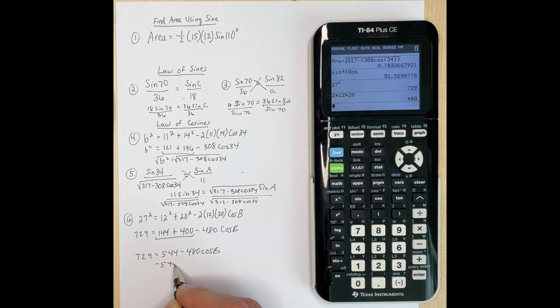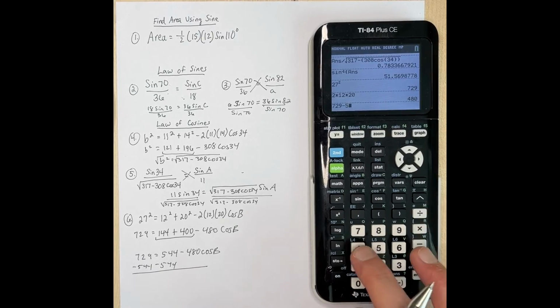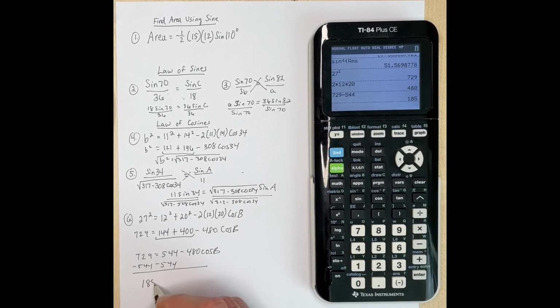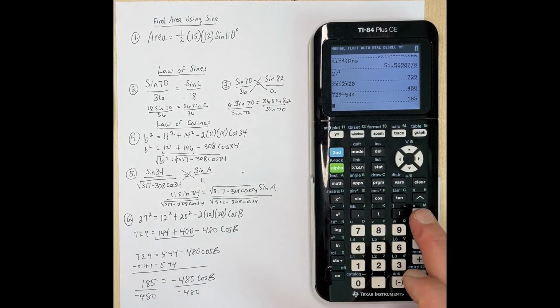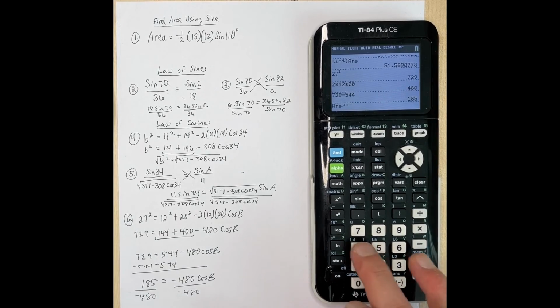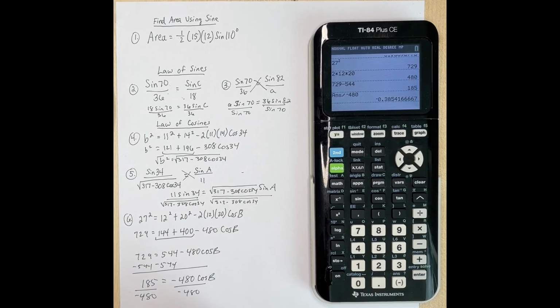Now I'm going to subtract 544 from both sides. So now we can do 729 minus 544, and we get 185 is equal to negative 480 cosine of B. We're trying to get cosine of B by itself, so let's divide both sides by negative 480. And we can divide 185, we have that in our calculator already, so we can do divided by. Remember, this is negative, this is not negative, this is subtraction, so we want negative 480. We hit enter. So now we have cosine of B is equal to negative 0.385, so on and so forth.